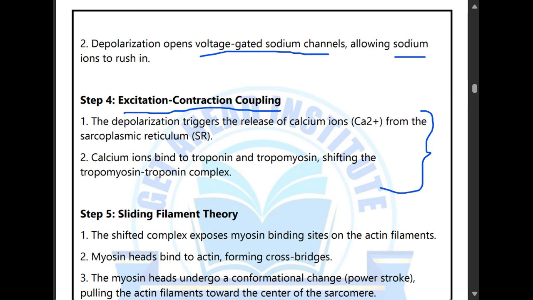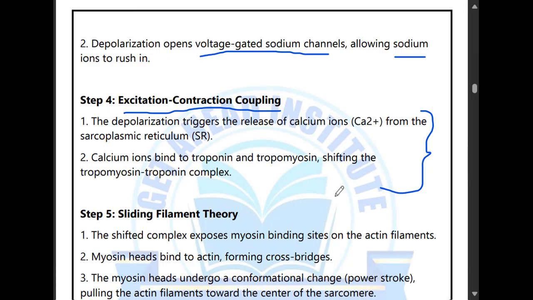Okay, so now the invagination on the sarcolemma. Remember, we talked about the sarcolemma, right? The invagination on the sarcolemma is what we call the transverse tubules. Okay, transverse tubules.